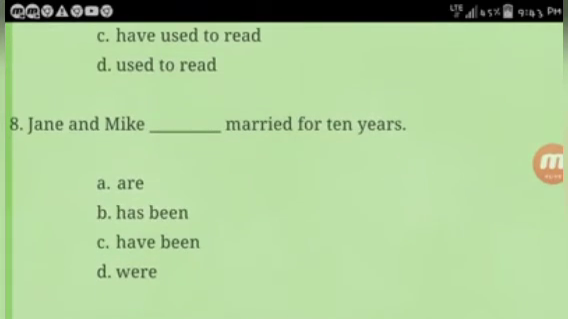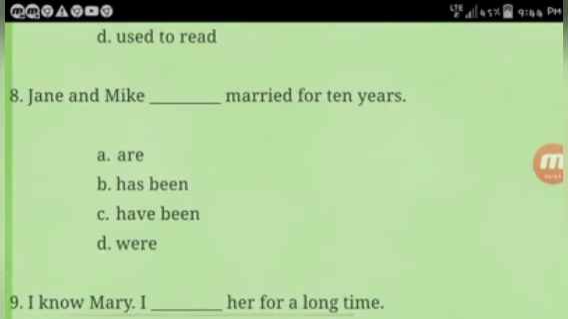Next, Jane and Mike blank married for 10 years. Okay, so here for 10 years, it calls for a present perfect form, I'm sorry, because there is a span of a period of time, for 10 years. So Jane and Mike is plural, so we need a plural verb. Okay, so here letter C is the answer. Jane and Mike have been married for 10 years.